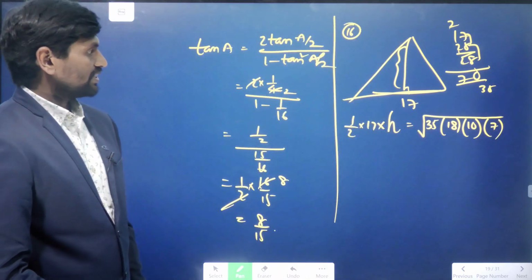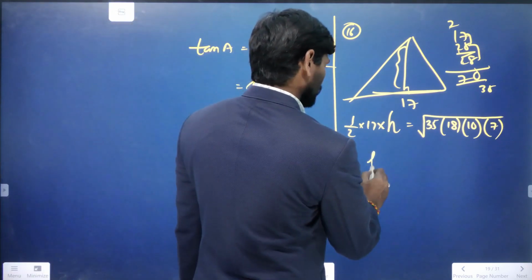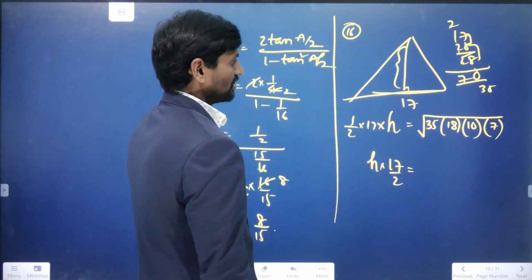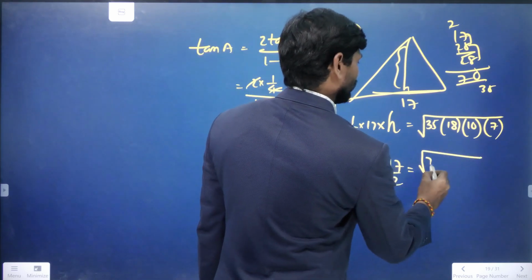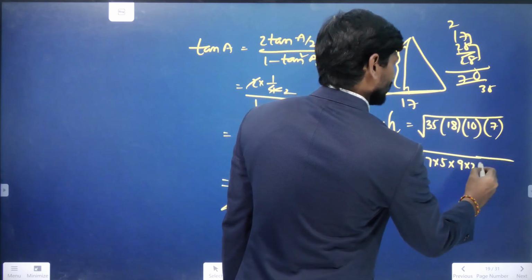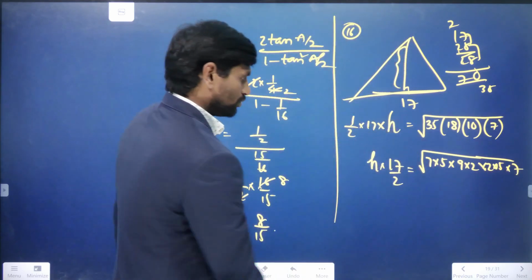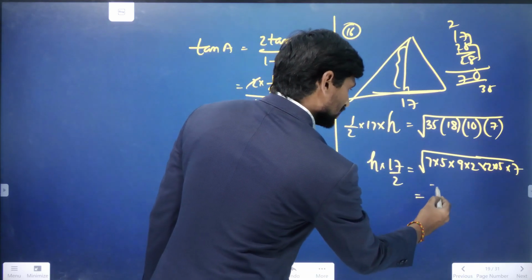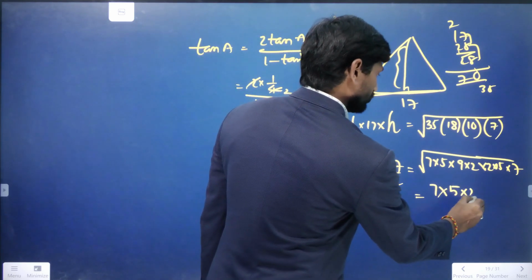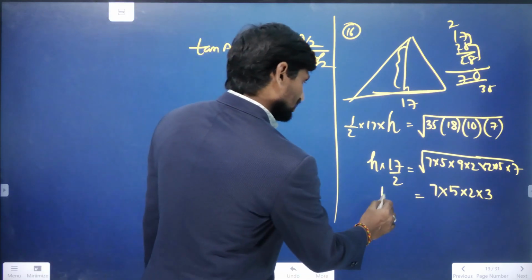Okay? So s into s minus a into s minus b into s minus c is equal to h into 17 by 2, that is root over 35. I can write 7 into 5, and 18 I can write 9 twos, 10 I can write 2 fives, and 7. So 2 terms will bring you the 1 term. 2 sevens, 1 seven will come without the root. 2 fives, 1 five, 2 twos, 1 two, 9 means 3, a square number 3.